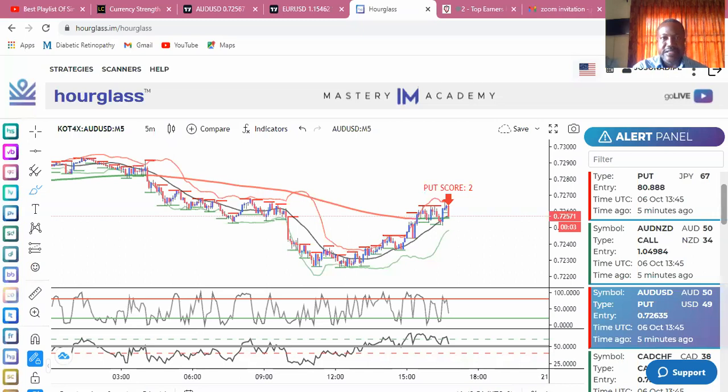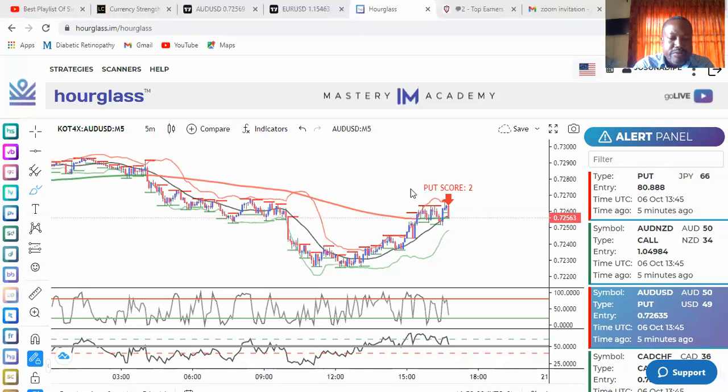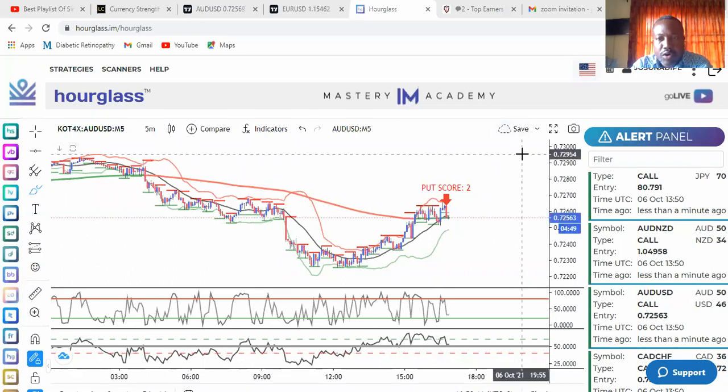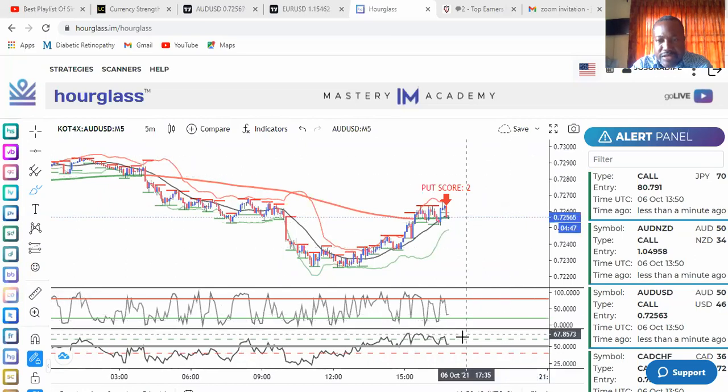So, like I said, I want you to ignore AUD USD. Please, I hope you are hearing me. Ignore AUD USD because they are close together. And then you see this one has gotten to the gray area.